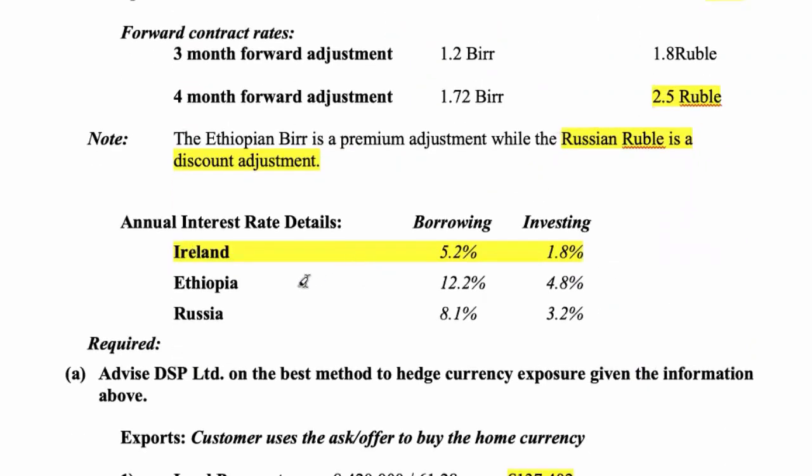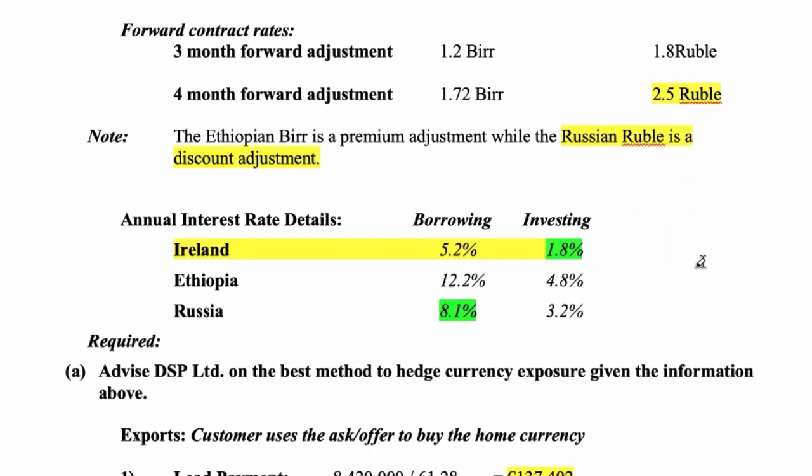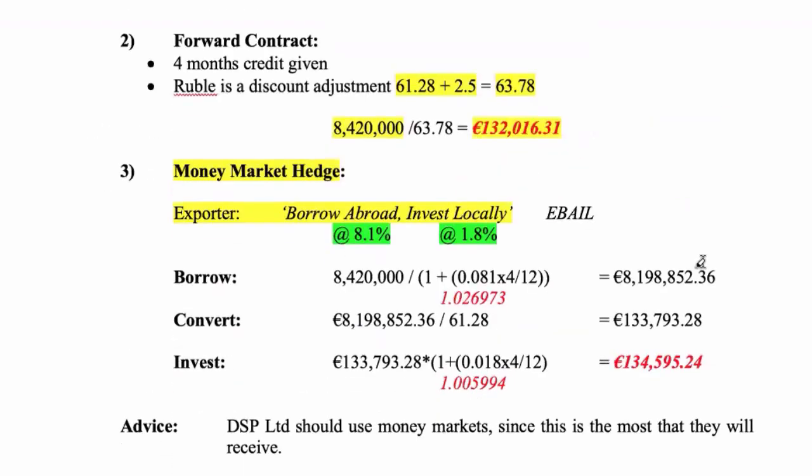Remember the mantra, borrow abroad. So you're going to borrow abroad at 8.1%, and invest locally at 1.8%. And that's why I have those rates chosen. Borrow abroad and invest locally. Now, for the exporter, it's done chronologically. The steps we're going to do here are chronological: we're going to borrow the money, convert it today, and wait for 4 months to be paid.